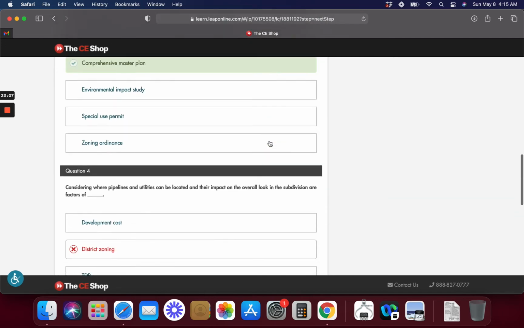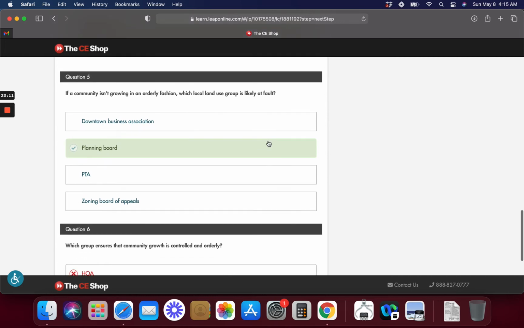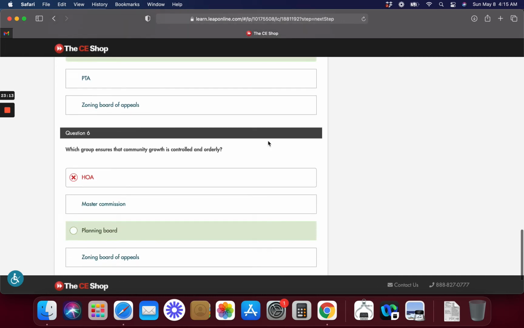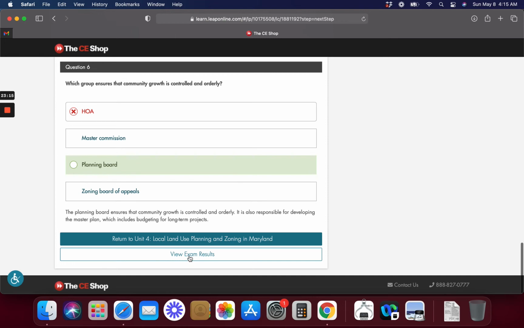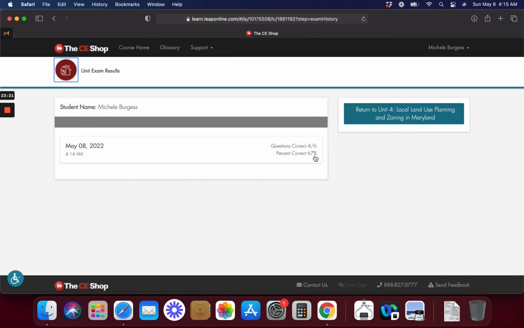Comprehensive master plan. The typing is topography. And this is the planning board. Okay. We're going to go back and take our test again because we can't get to the next section without passing this test.